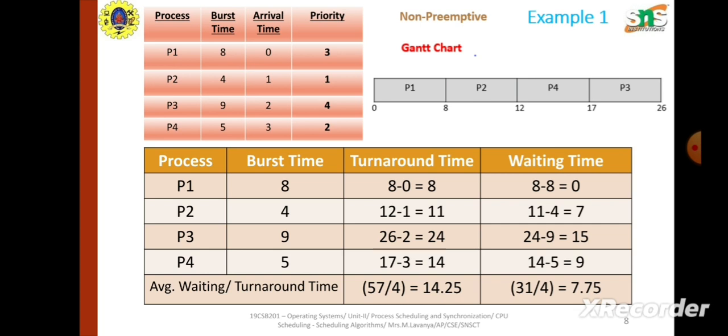For process P4, its turnaround time 14 minus its burst time 5 equal to 9 is the waiting time of process P4. For finding the average waiting time, we have to sum all these values and find the average of all four processes. So 0 plus 7 plus 15 plus 9 equal to 31, divided by 4 equal to 7.75 is the average waiting time of this process scheduled under the non-preemptive method. Let's see the same problem under preemptive in the next session.